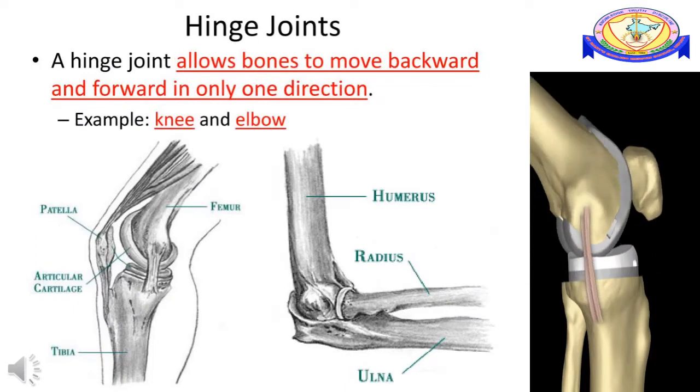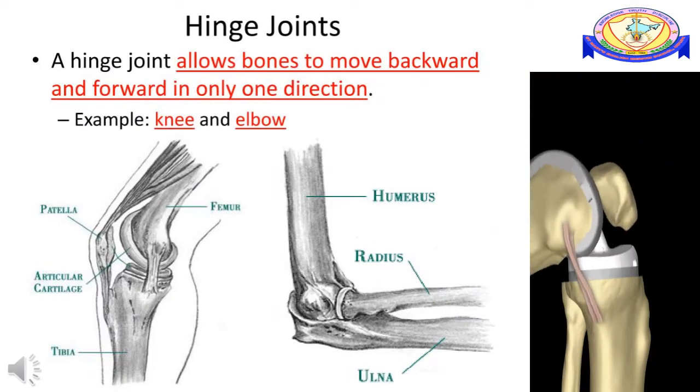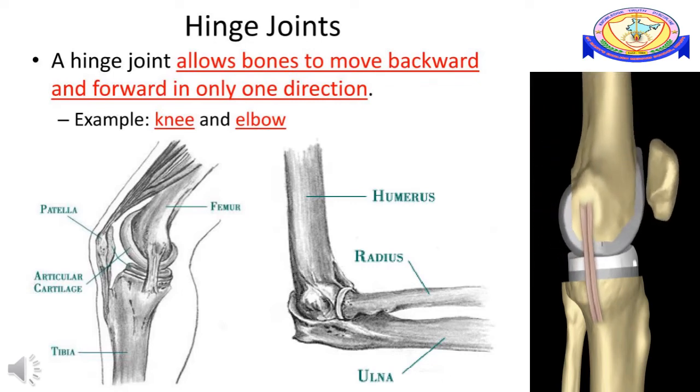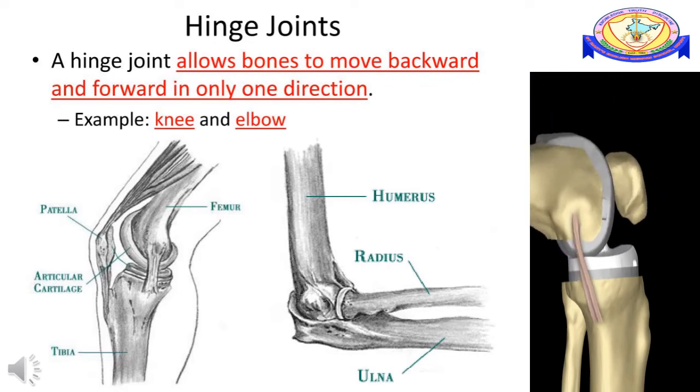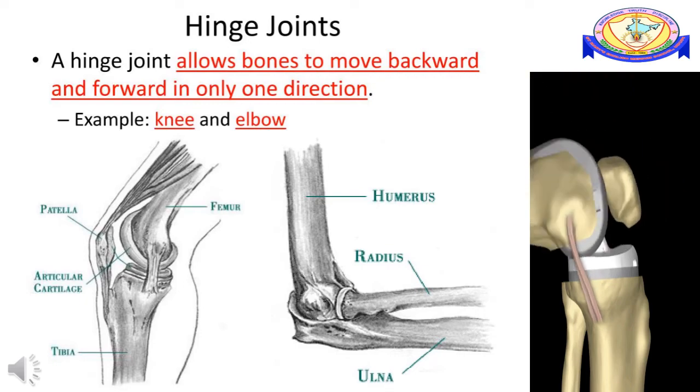Hinge joints. This joint allows movement only in one direction, like the hinge of a door. Your knees, elbows, fingers, and toes have hinge joints.